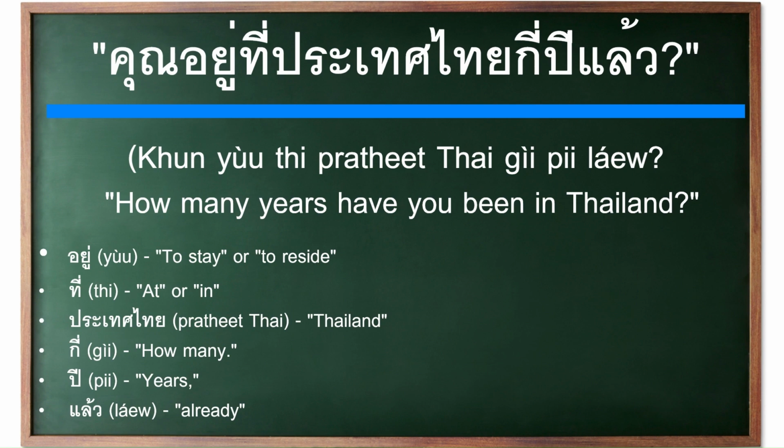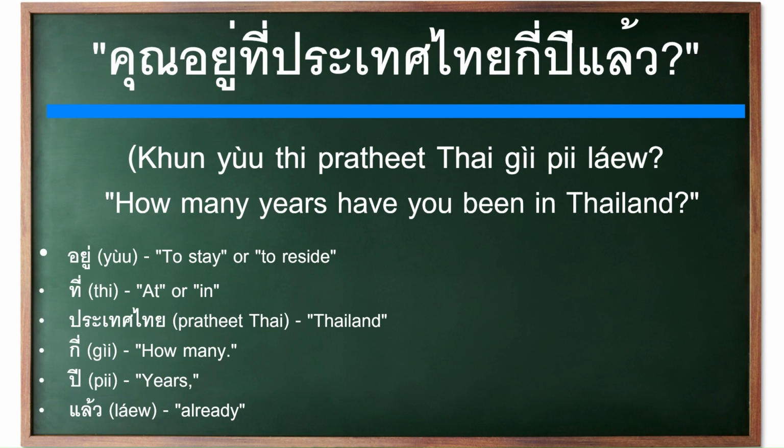อยู่ means to stay or to reside, indicating ongoing presence. ที่ means at or in, used here as a preposition for location. ประเทศไทย is Thailand, the name of the country.